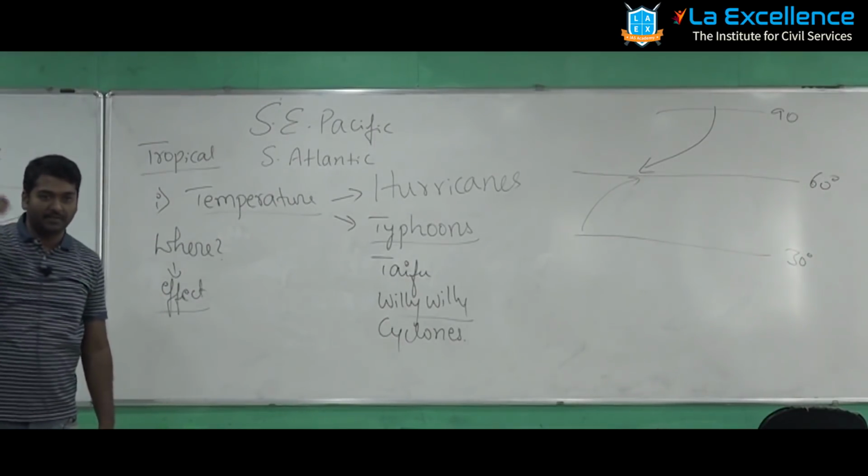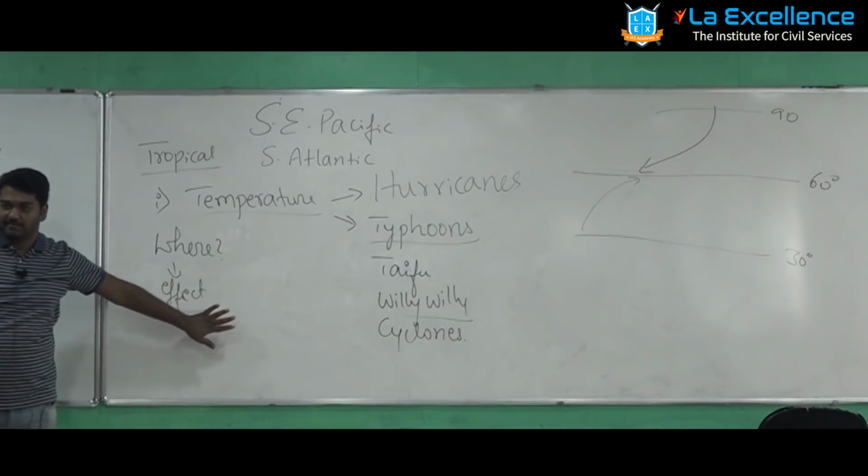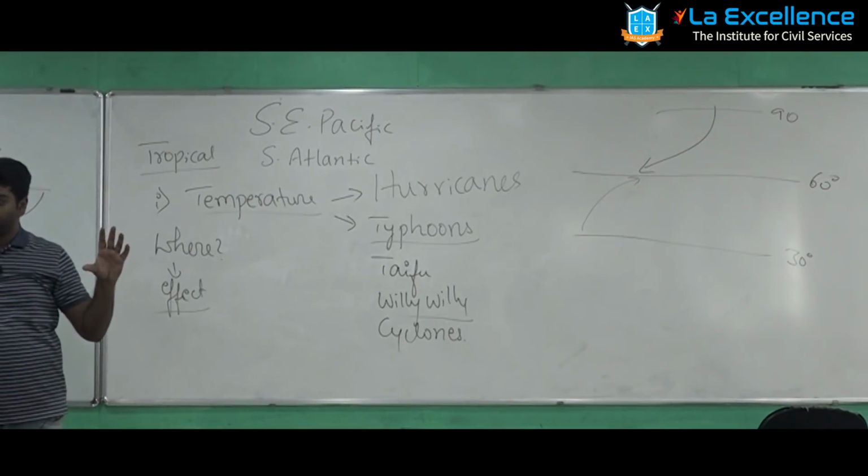You give the latitude and say from where to where. Tropical cyclones, write in detail. Temperate cyclones, a small paragraph is also enough. Is that fine?